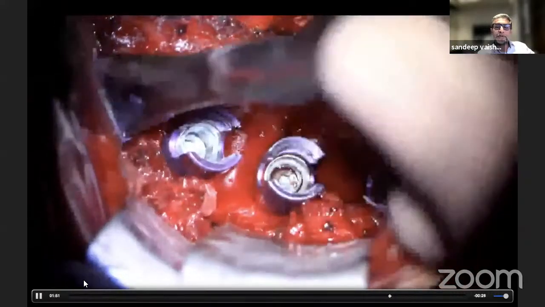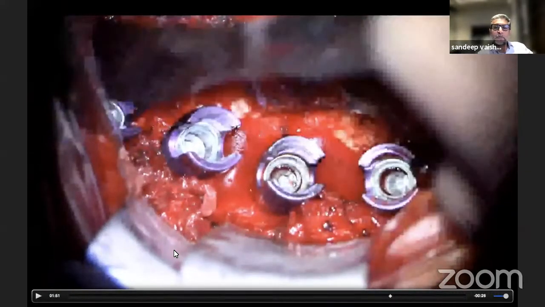Now again, there's a question whether to decompress the spine first or put in the screws first. I always put in the screws first because I'm worried that suppose you have done a laminectomy and then you put in the screws, sometimes if any instrument slips, you can cause an injury to the spinal cord. So I always put in the screws first.